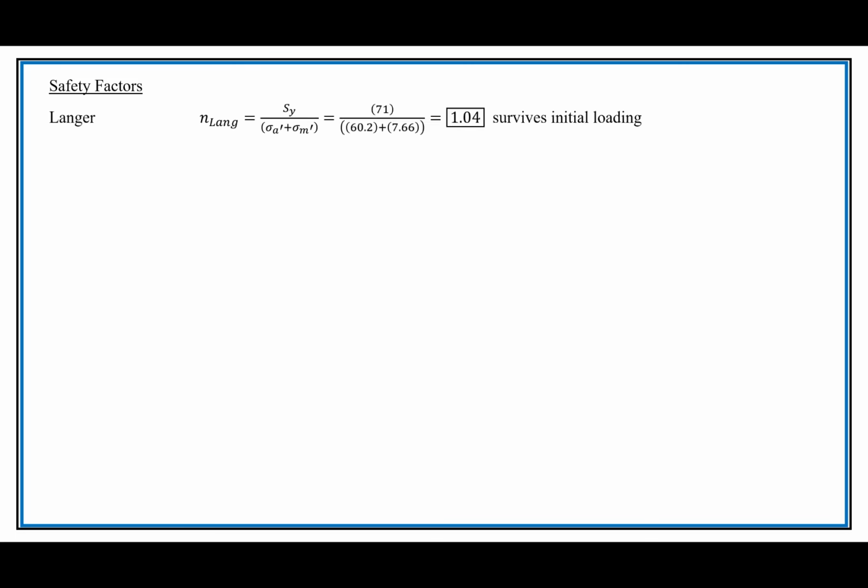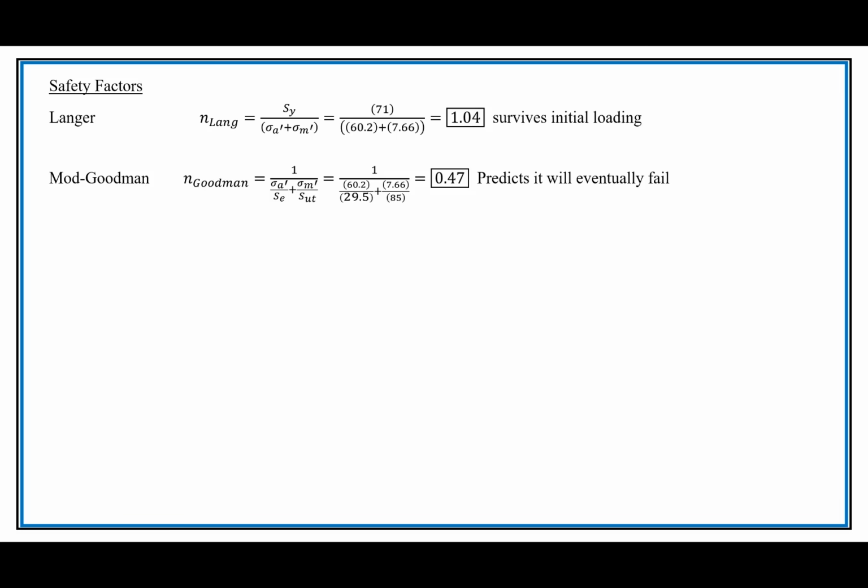And now we go to the safety factors. Langer says it's fine, but just barely. But remember, we're doing a little bit of a conservative approach right here. And then take a look at Goodman, and it definitely dies. You could really see that as part of how large the alternating stress is compared to the endurance strength. It was always going to fail. And the mid-range doesn't even play much of a part, just 7.66 divided by 85. So it's a really small contribution. It's almost entirely because of the bending.